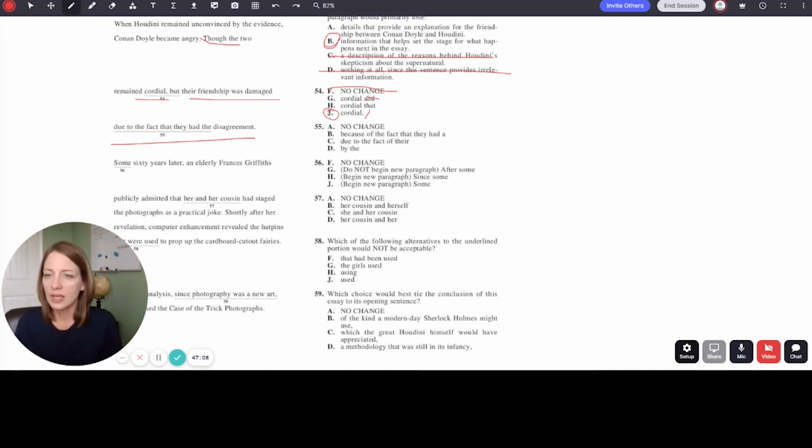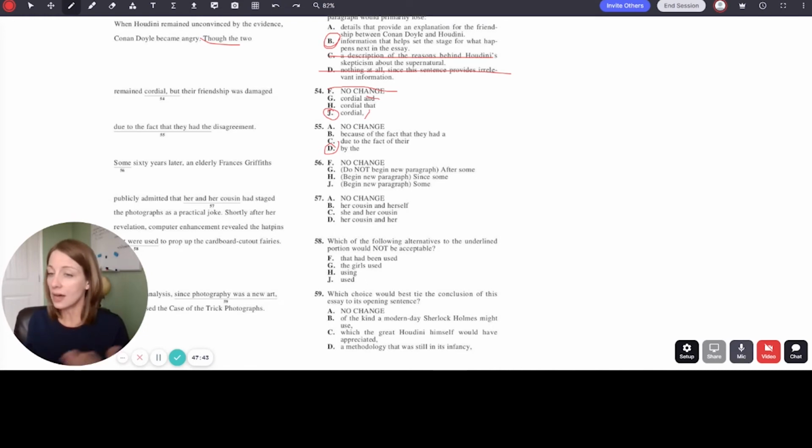55. "Their friendship was damaged due to the fact that they had the disagreement." So this is making me think it needs to be very straight to the point, and it's being kind of wordy. "Though the two remained cordial, their friendship was damaged by the disagreement." Let's just make it simple. We don't have to make it harder than it has to be. Okay? Concise, straightforward communication.